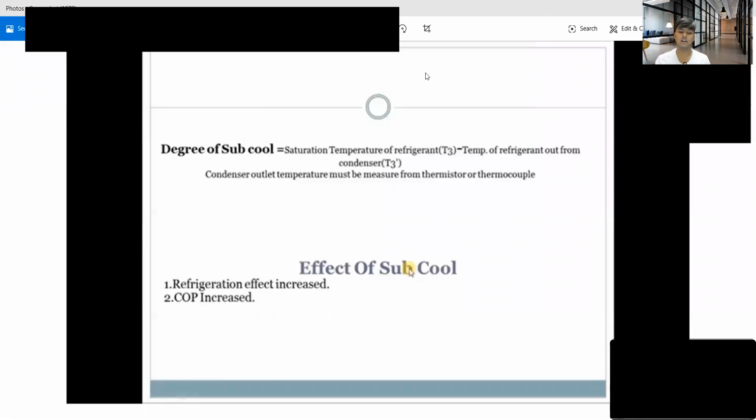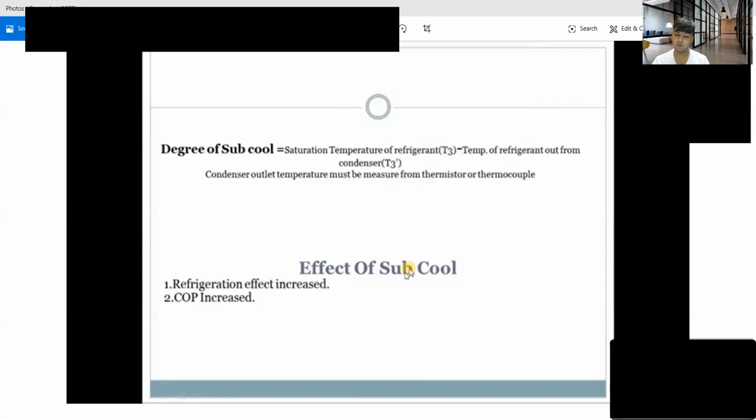Then we'll see the degree of subcooling. The degree of subcooling is defined as the saturation temperature of the refrigerant minus the temperature at the condenser outlet. The condenser outlet temperature must be measured with a thermostat or thermocouple. It should be measured with a thermocouple.